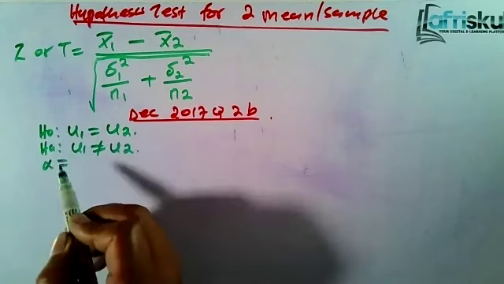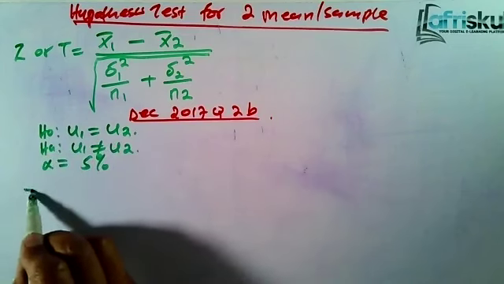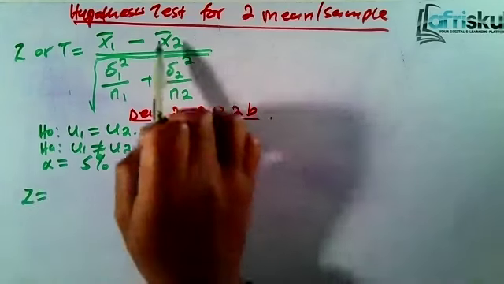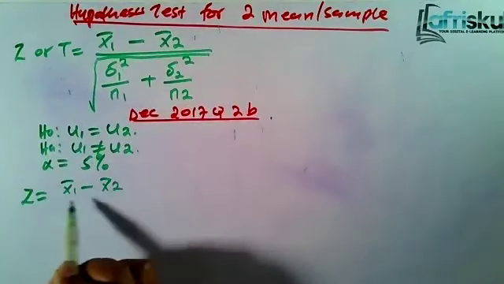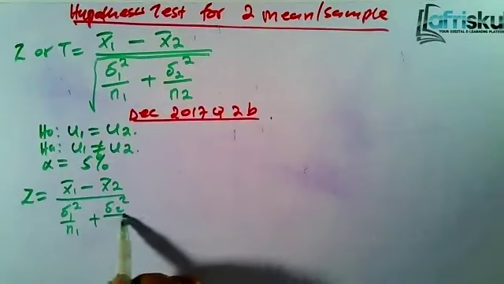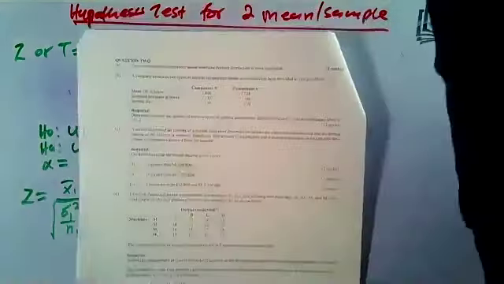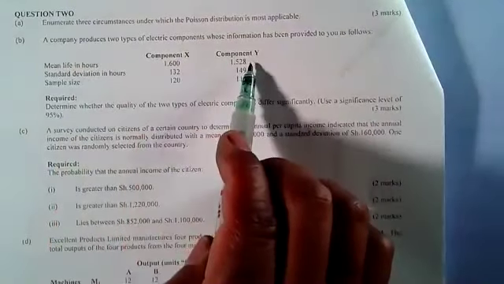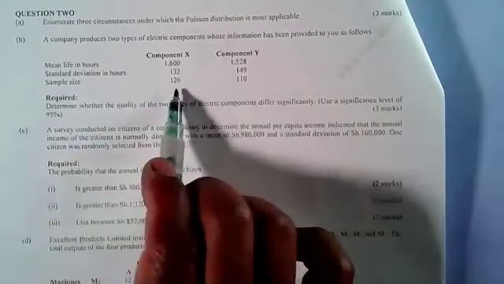Significance level, tumeambiwa 95%, kumaanisha this is the same as 5%. Then tuende kwa z, because tumeona n is greater than 30, so that means our z, the formula is the same. Utachukua x bar 1 minus x bar 2 over the square root of standard deviation of 1 squared over n1 plus standard deviation of 2 squared over n2. Tuanza na hizo x bar. X bar mean life length, hii ni 1600, hii ni 1528. Standard deviation is 132, 149. Sample size is 120 and 110.